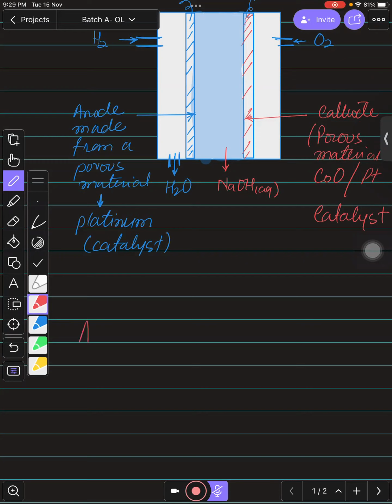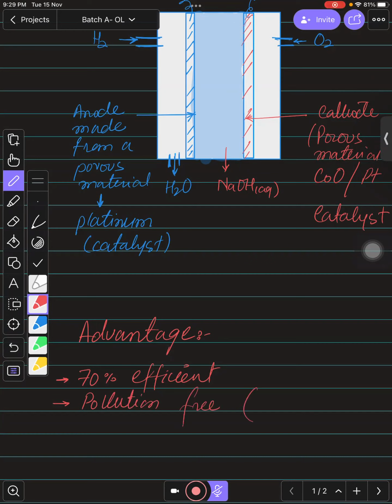So if you talk about advantages of this, so this fuel cell के advantages की अगर आप बात करेंगे, so this is 70% efficient, right? Which as a fuel, it is 70% efficient. And also one of the very, very most beneficial things about this cell is that this is pollution free, right? This is a pollution free cell. It is not going to produce any toxic gas. It will only produce water. Water is the only product, right?